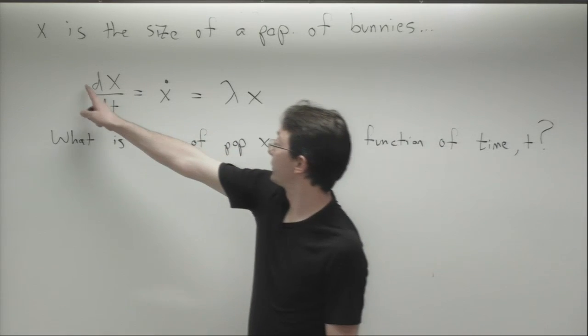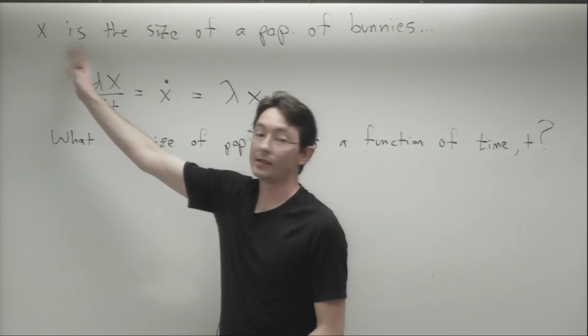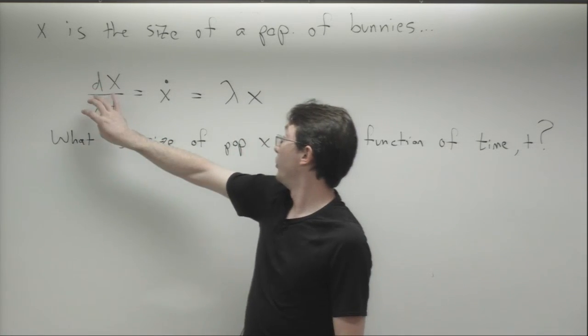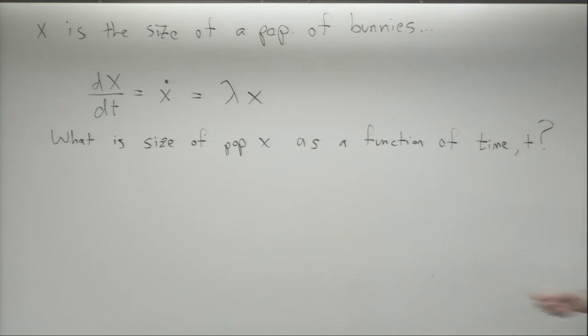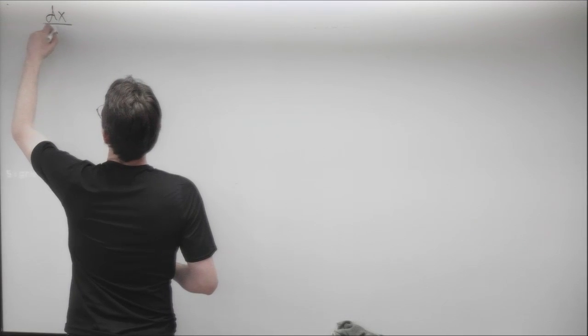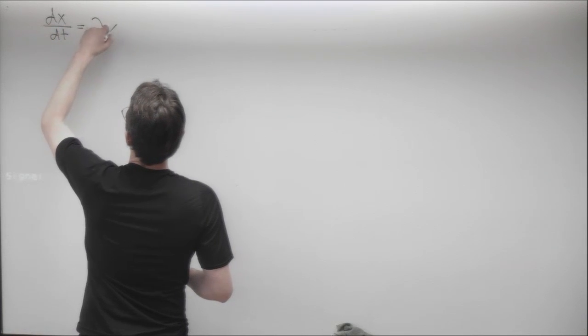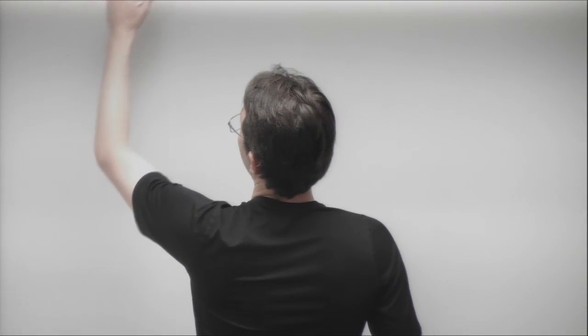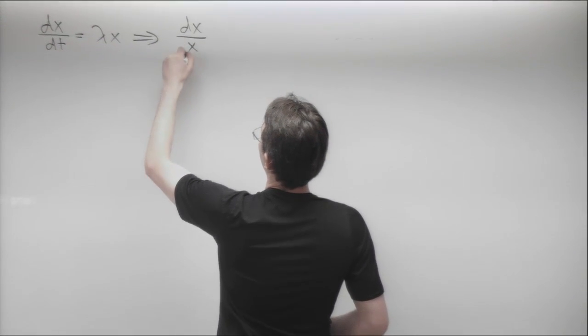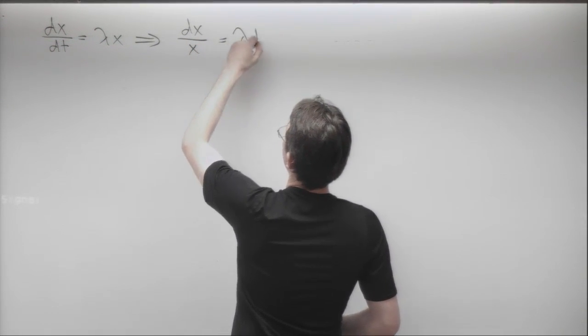Okay, so separating the variables and integrating basically means keep all of the x's and dx's on one side, move all of the t's and dt's to the other side, and then integrate both sides, right? Okay, so we have dx/dt equals lambda x. And so that basically means that I can divide both sides by x and have dx over x equals lambda dt.